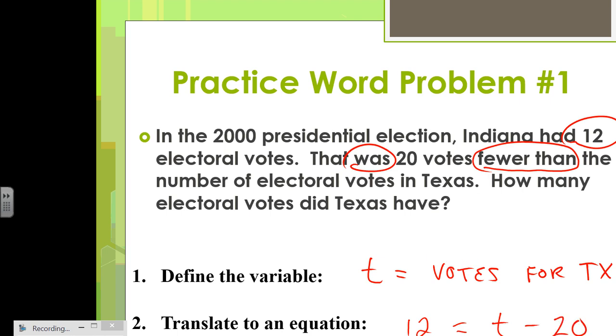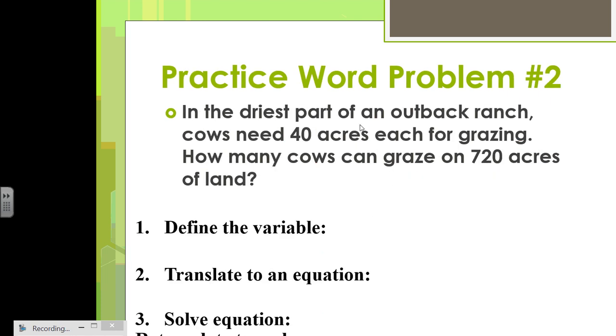Now let's solve the equation and retranslate it to make sure that it makes sense. So these are the 3 things that I'm looking for. Did you define a variable? Did you have the equation 12 equals T minus 20? And then did you finally solve by adding 20 to both sides to find that 32 is equal to T? And then retranslating this. You don't have to necessarily write something, but it does always help to read, to say, okay, Texas had 32 votes. And that makes perfect sense because 32 votes is 20 more than 12, or 12 is 20 fewer than 32. Pause the video now, and then check to make sure that we got the same thing.